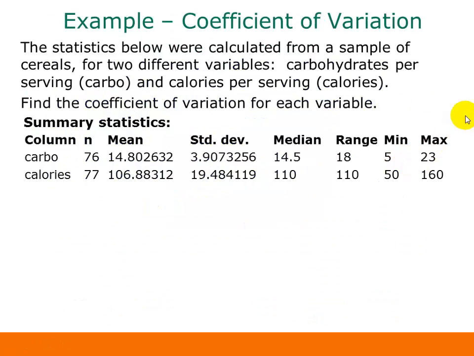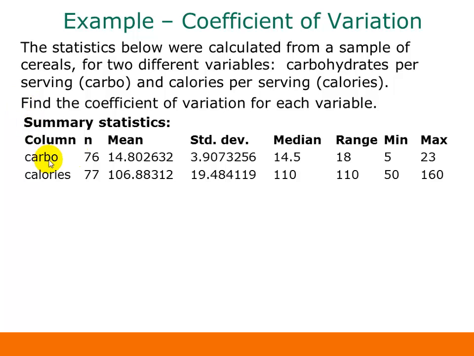Let's look at an example of finding the coefficient of variation. So the statistics below were calculated from a sample of cereals for two different variables: carbohydrates per serving, which is called carbo here, and calories per serving, which is called calories here. So we're going to find the coefficient of variation for each variable.